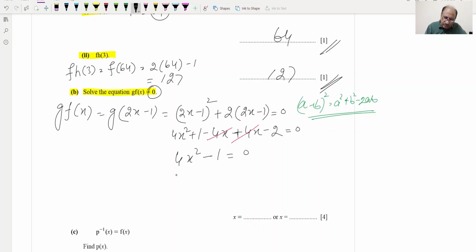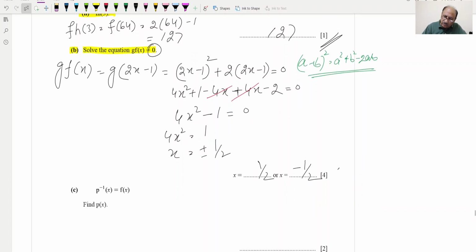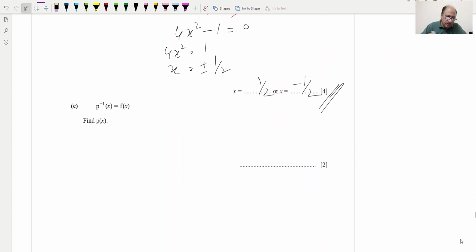So this implies 4x squared is equal to 1, x is equal to plus minus 1 by 2. This will be our answer. So 1 by 2 and minus 1 by 2 will be our answer, and this is the 4 marks part which we have done now.